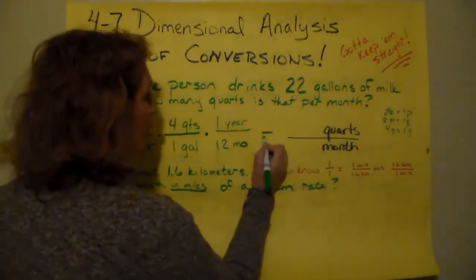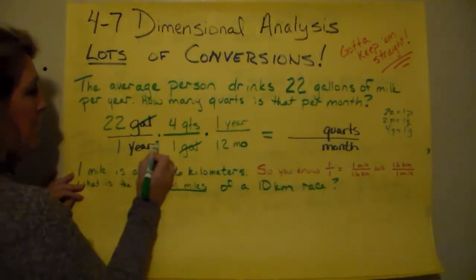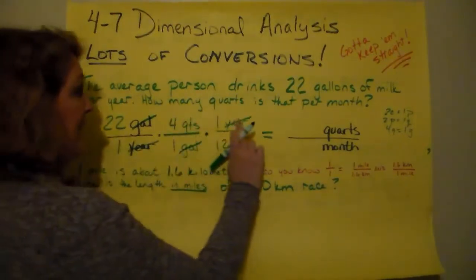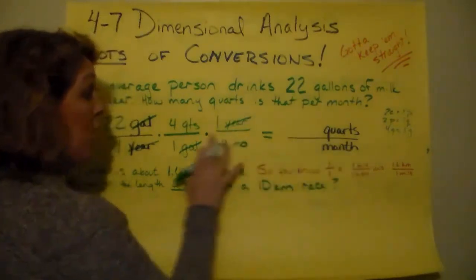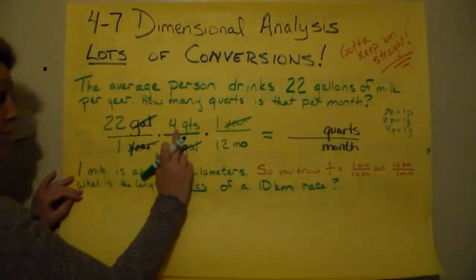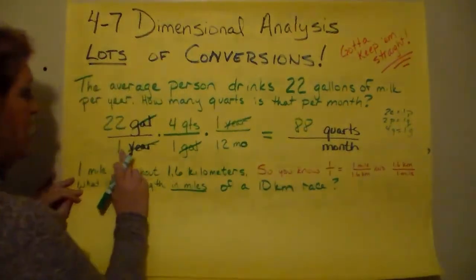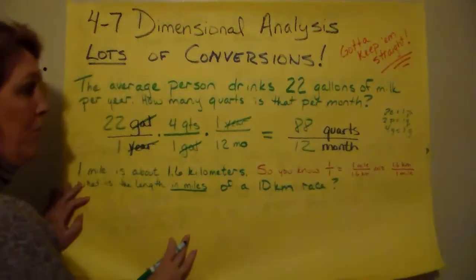So now, if I multiply straight across, my gallons go away. My years go away, they cross cancel. All I have left is quarts per month. So I did this part right. So I end up with 22 times 4 times 1, that's 88 quarts in 1 times 1 times 12. 88 quarts in 12 months.